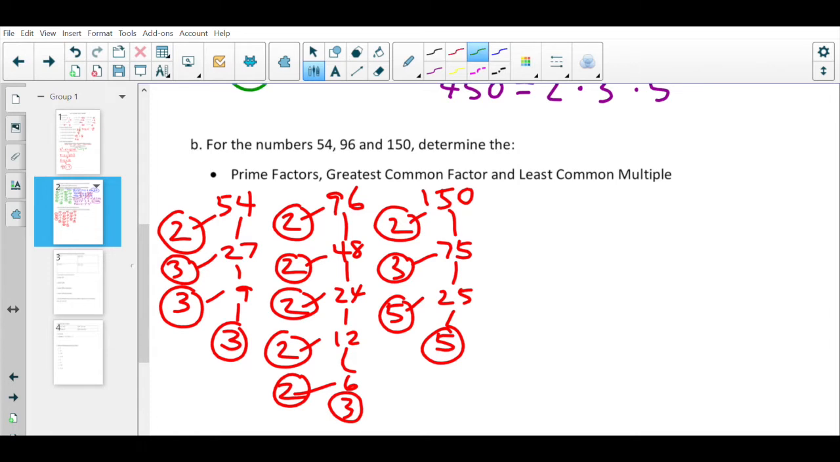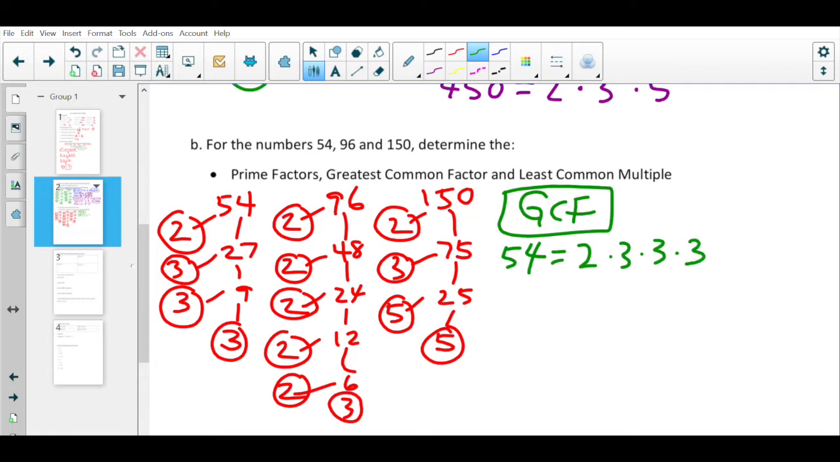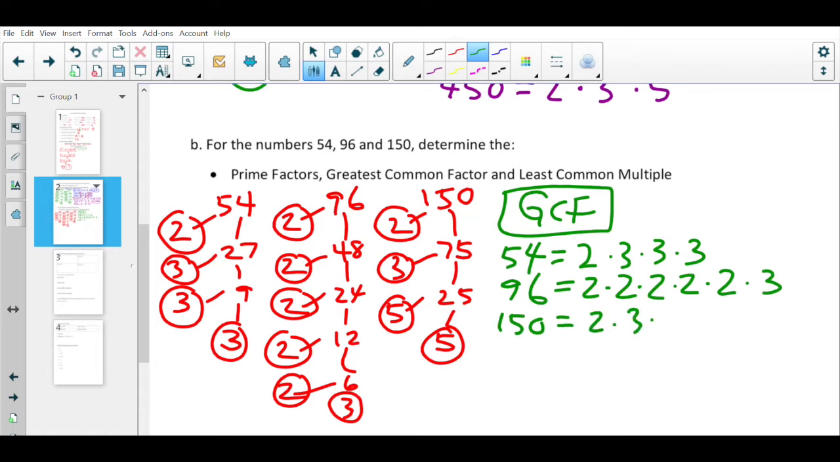All right, GCF time. Again, let's line up each number. 54 equals 2 times 3 times 3 times 3. 96 is 2 times 2 times 2 times 2 times 2, 1, 2, 3, 4, 5, times 3. So five 2's and one 3. 150, we have a 2 times 3 times 5 times 5.